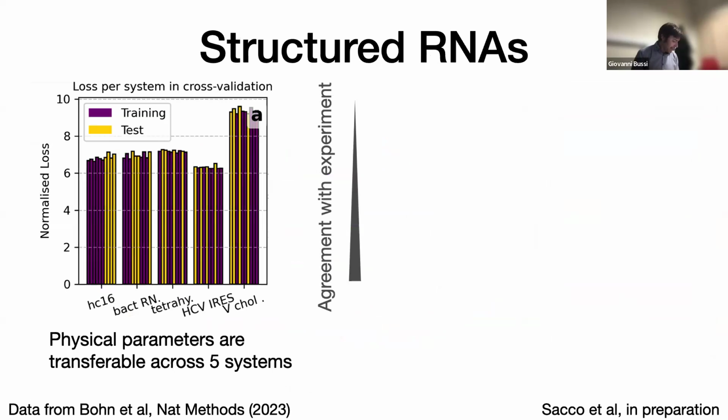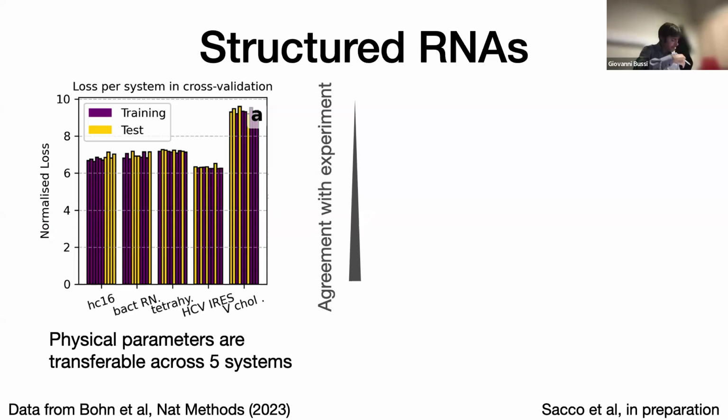So we made some tests on a set of structured RNAs from a paper by the group of Redmond Smith. They were published a few years ago. Here there are 5 different systems. These are structured RNAs, so the structure is known. And there are these very nice DMS data at multiple concentrations, all in the same settings. And here the normalized loss basically tells me how much my model is in agreement with the experiment. So the lower, the better.